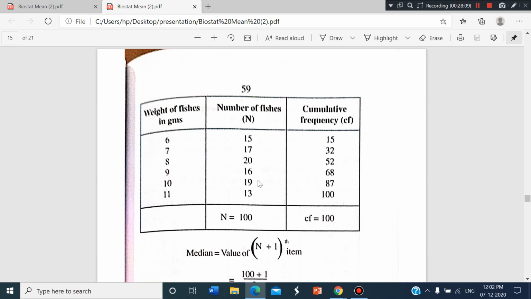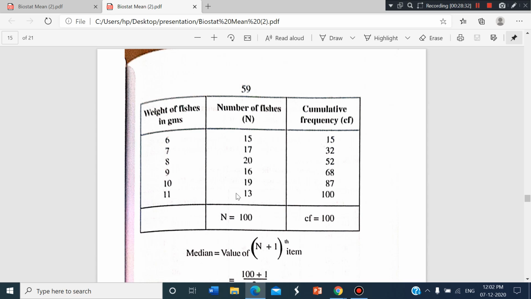68 add 19, it becomes 87. 87 add 13, it becomes 100. That is what you call cumulative frequency. It adds on; it is added to the previous values. The present value which you want to add is to be added to the entire previous value.